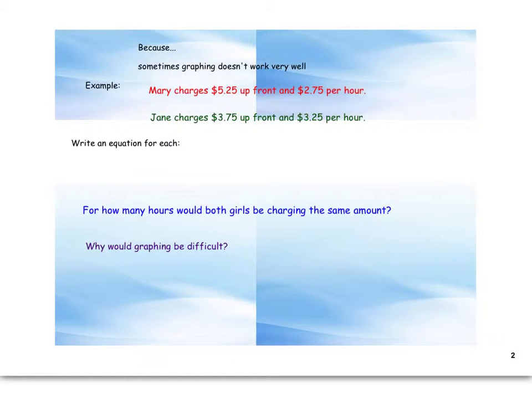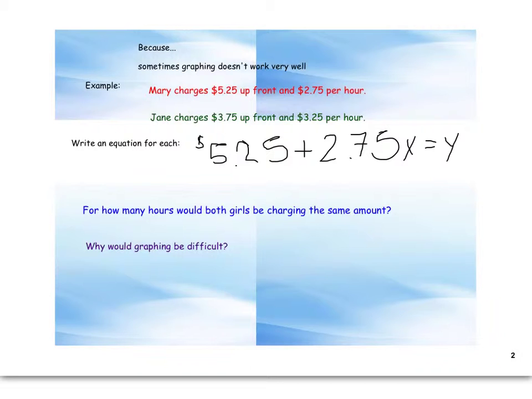So our first step in solving this system of equations is coming up with equations for each of these situations. So, Mary charges $5.25 up front. So right away, we can say $5.25. Okay, and $2.75 per hour. So we're going to add $2.75 per hour, and since that's a rate, that's what we're going to attach our x to. Equals y.